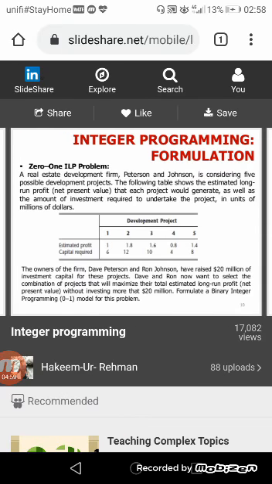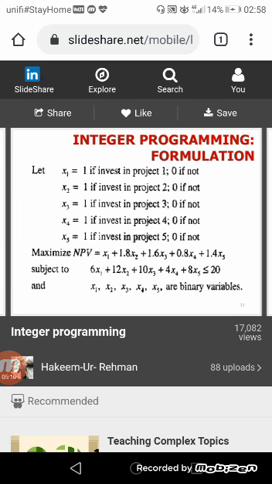Now let's have a look at another example. This is the 0-1 integer linear programming problem. I bet you already know about it, where the solution must be either 0 or 1. As you can see, this is the mathematical modeling, and the last constraint is already mentioned there. X1, X2, X3, X4 and X5 should be binary in the optimal solution or final solution.